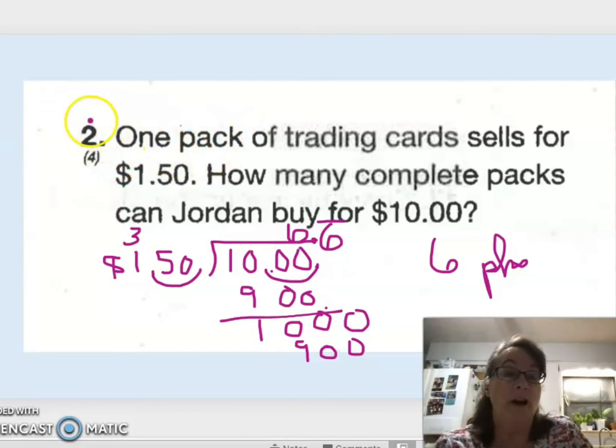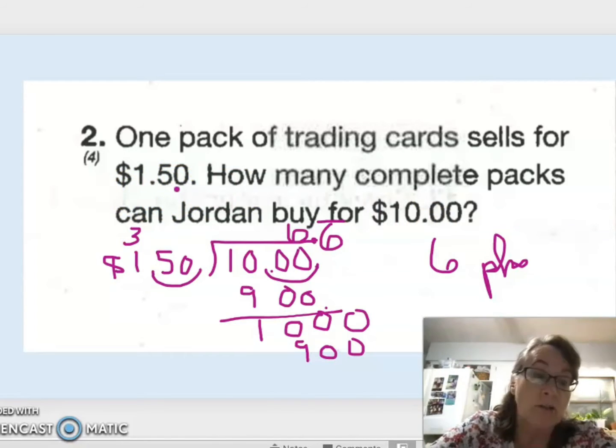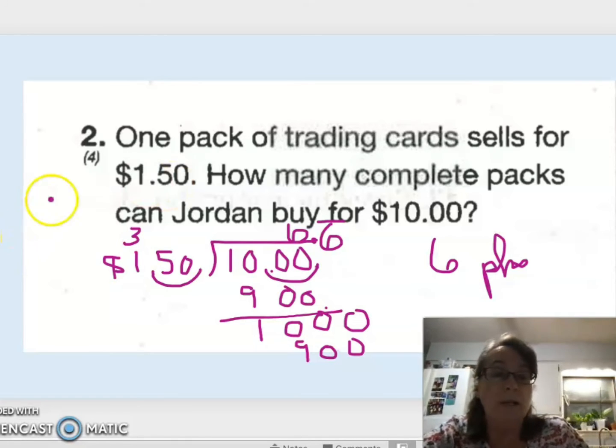Okay, number 2. So this is on 4A. 1 pack of trading cards sells for $1.50. How many complete packs can Jordan buy for $10? So we're dividing $10 by $1.50. Now, quite a few of my dear students hate division. I'm not sure why.